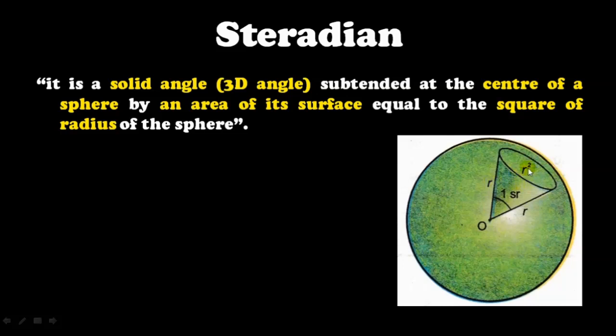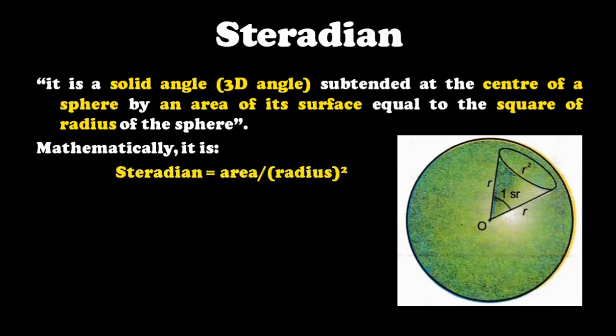Now when is it equal to 1 steradian? For example, if this R of the sphere is 5, then when the base of the cone has area R squared, that is 5 squared, 25, the solid angle formed by the circular area is 1 steradian. It is the solid angle subtended at the center of a sphere by an area of its surface equal to the square of the radius of the sphere.